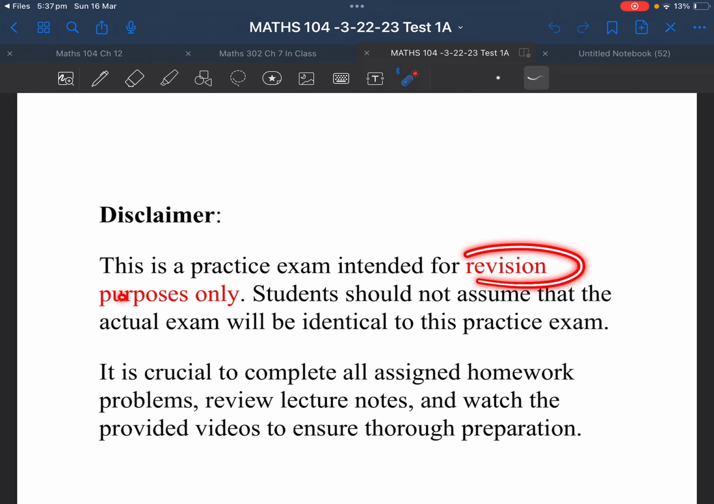This is only a practice exam. It's just for revision. It will not help you understand the material. You need to do the homework, lecture notes, watch the videos before you come and see this exam.